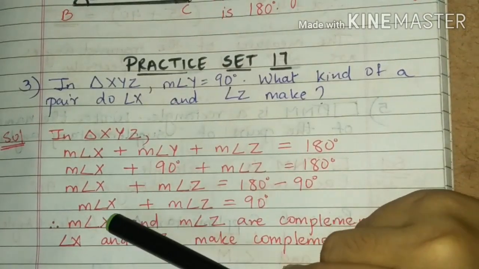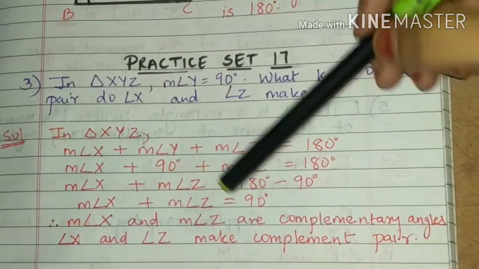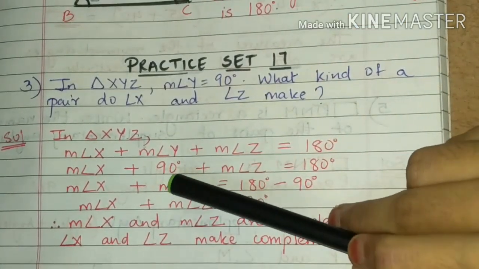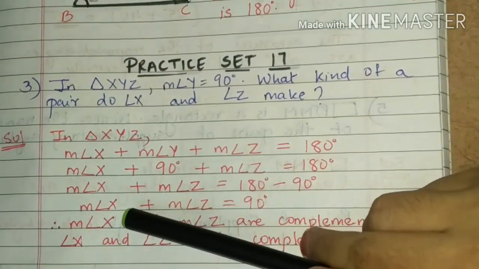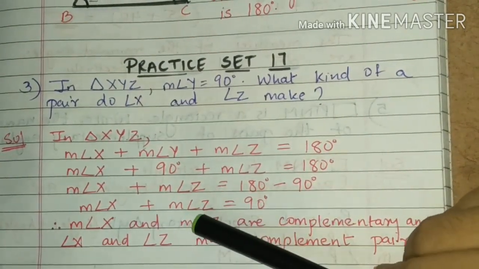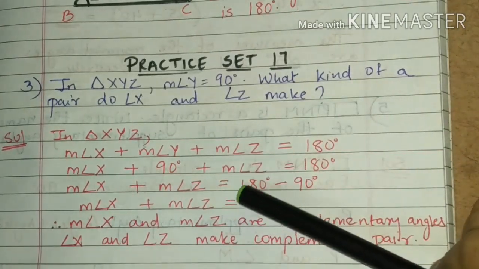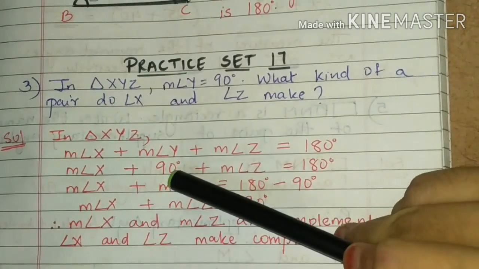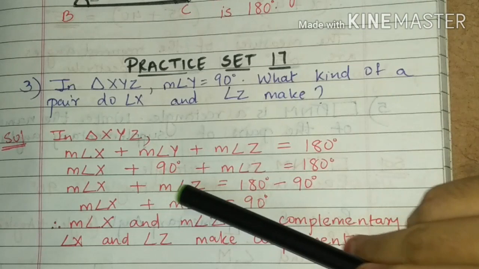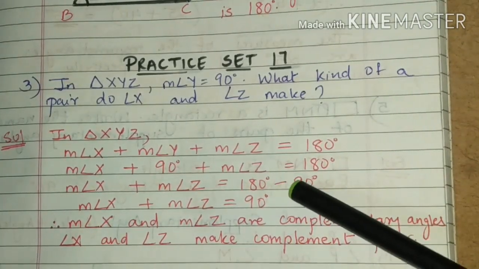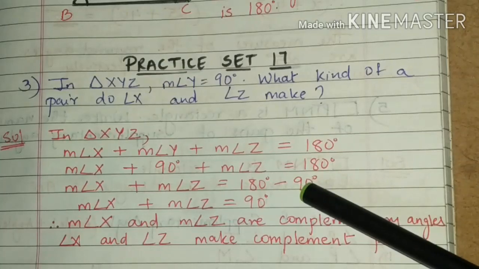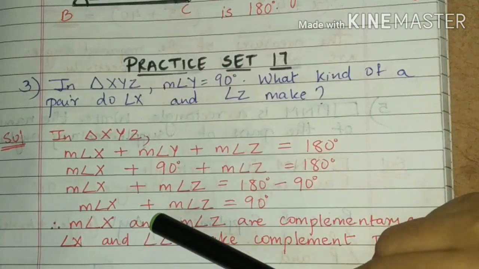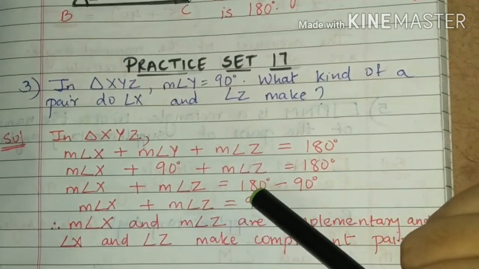Now next, see what we are doing. The number 90, we are sending it to the number side. So measure angle X and measure angle Z remain here, and 90 goes to the other side of the equal sign. 90 has which sign? Plus sign. So 90 going to the other side of the equal sign becomes minus 90. 180 minus 90 is how much? 90 degrees. So measure angle X plus measure angle Z equals 90 degrees.